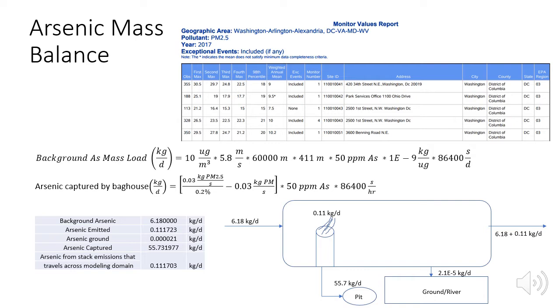So I have 0.11 kilograms per day of arsenic being emitted from the stack. 2.1 times 10 to the negative 5 kilograms per day of that arsenic being emitted is fluxing to the ground or the river. So that's a really small amount of the total arsenic emitted. And the remainder of the arsenic is transported across the boundary domain. And then 55.7 kilograms per day of arsenic is transported from the power plant to the storage pits. And that's why I wanted to include the arsenic captured in this mass balance, because it really displays how much arsenic is moved to the storage pits rather than emitted through the stack.